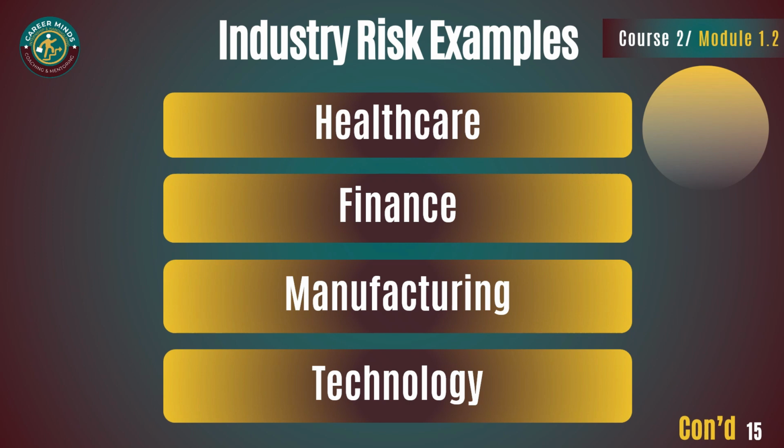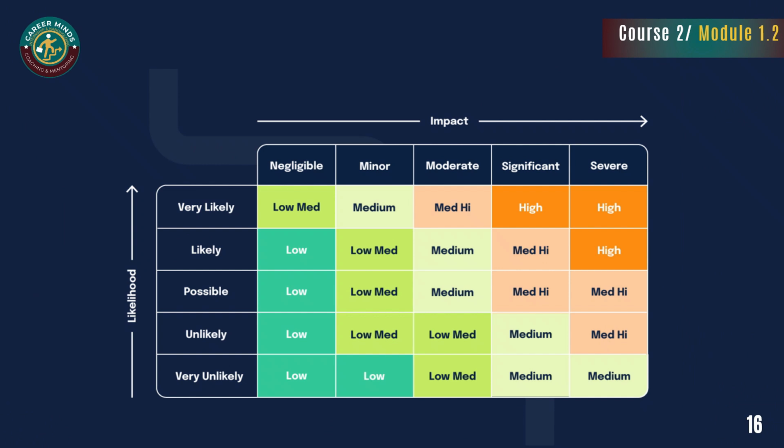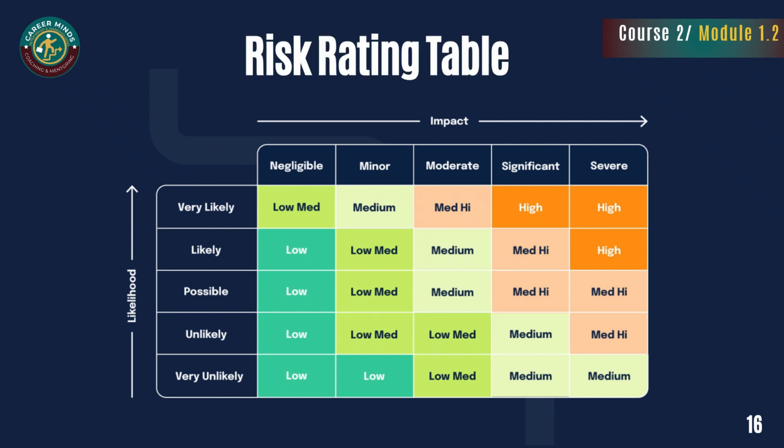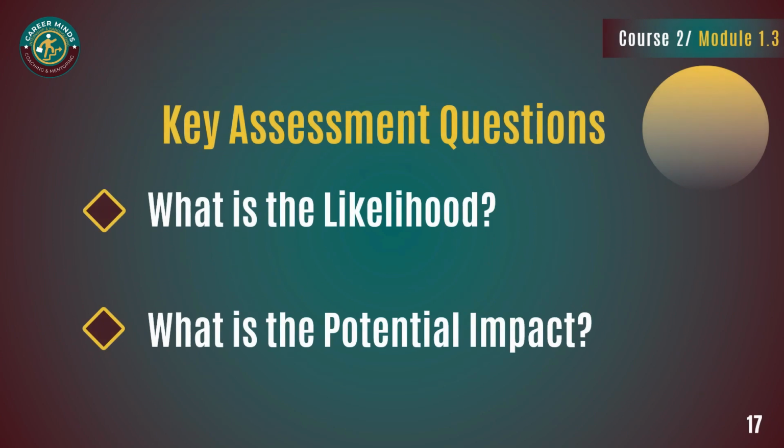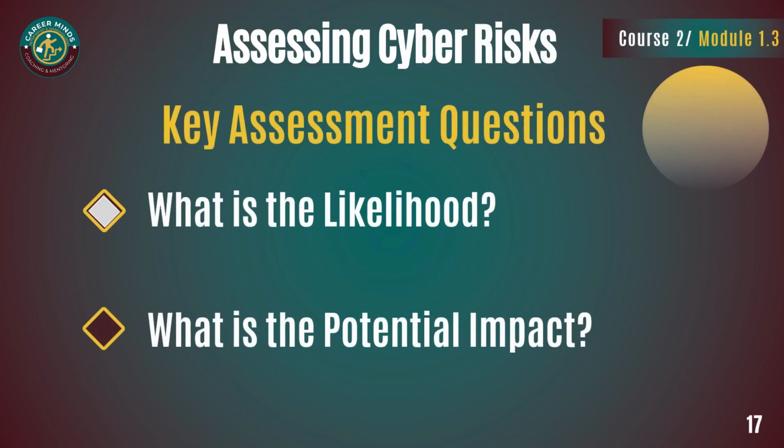So now let's look at assessing cyber risks. So once risks are identified, we actually need to assess them. And that means determining two key things. Number one is how likely is it that this risk will happen? And that's the likelihood part of that. And then number two is how severe would the impact be if it did happen? And that's the impact part of that.